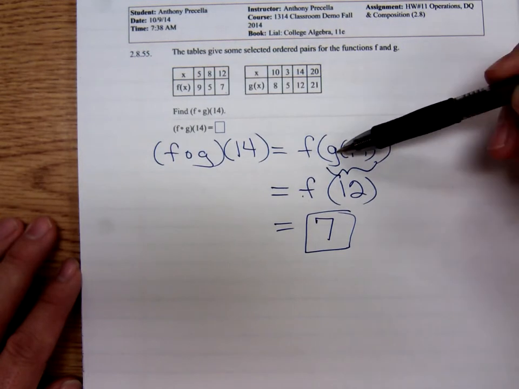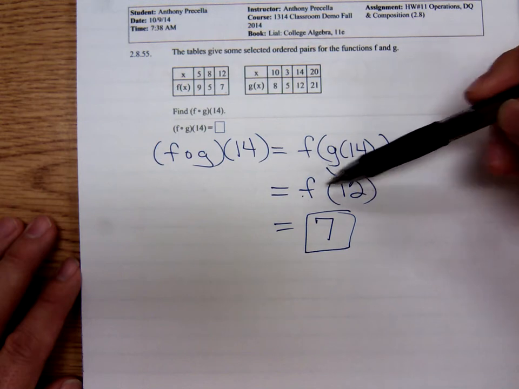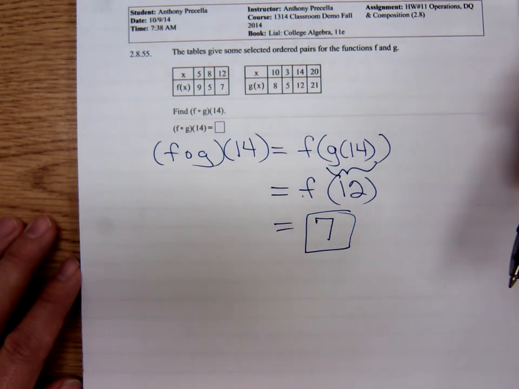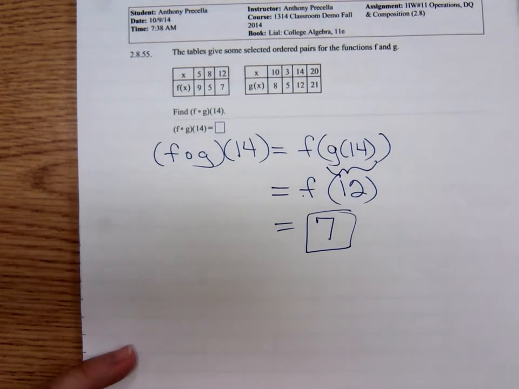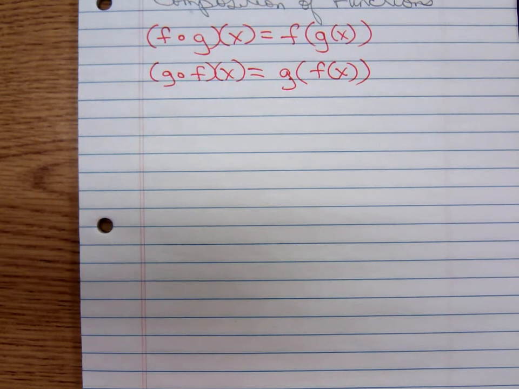You go to the g table. 14 is assigned to 12. You then go to the f table. 12 is assigned to 7. No questions? Pretty painless. Let's see if I can find one that's a little bit more involved.